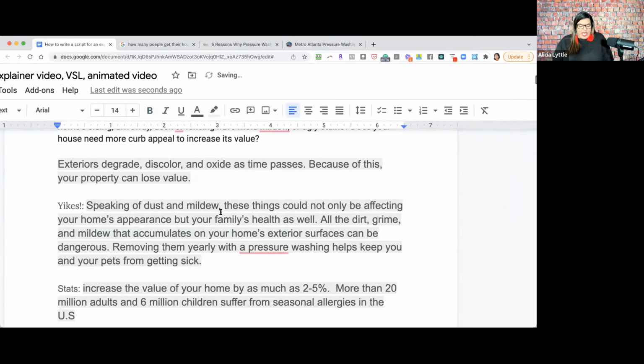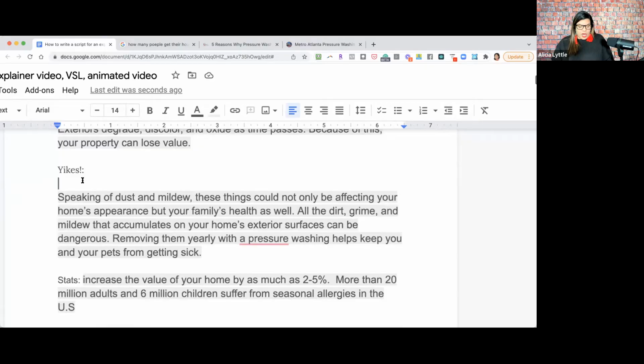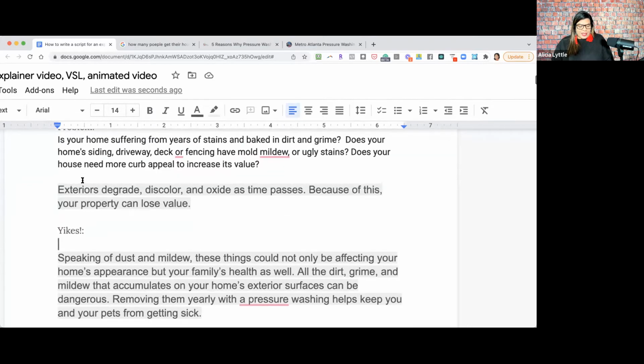All right, speaking of dust and mildew, these things can not only be affecting your home's appearance, but your family's health as well. All the dirt, grime, and mildew that accumulates on your home's exterior surfaces can be dangerous. Removing them yearly with pressure washing helps to keep you and your pets from getting sick. So I love that sentence.